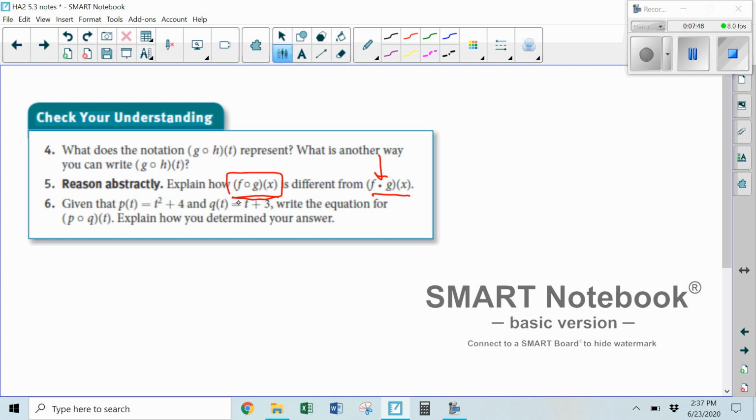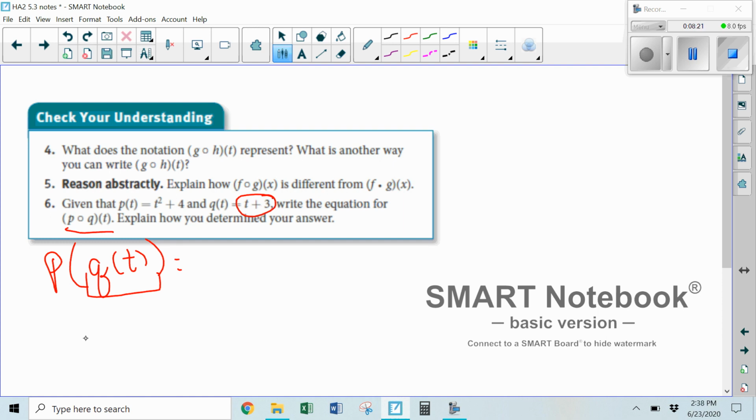And then number 6 is a tricky one because we haven't done too much practice, but let's go over it. Given p of t and q of t, write the equation for p of q of t. Let's write it p of q of t. Let's write it that way first. Now let's look at the inner function. The inner function is q of t. That is getting plugged into p.